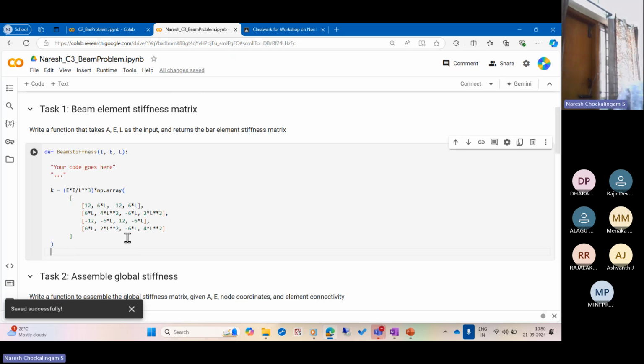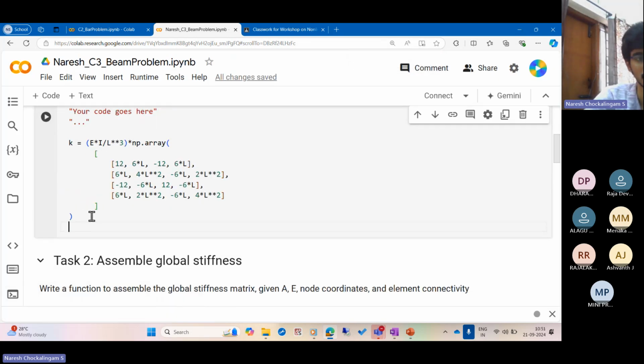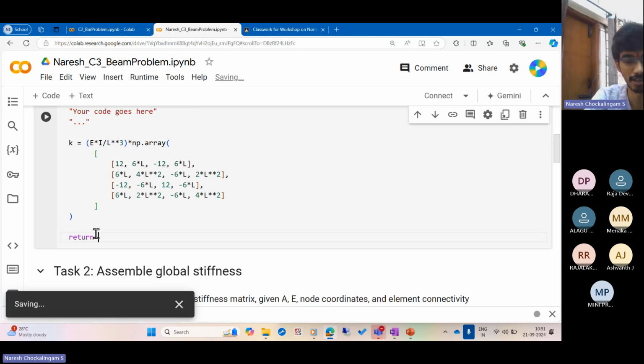Type it in your code without any mistakes. If you want, I can zoom it in, because if this goes wrong, every element will be wrong. You're looping it over all the elements. So type it without any mistakes in your code, then we'll proceed. Then you just return K. Tell me once you have typed, because you have 16 entries. They should be correct. So do it then.